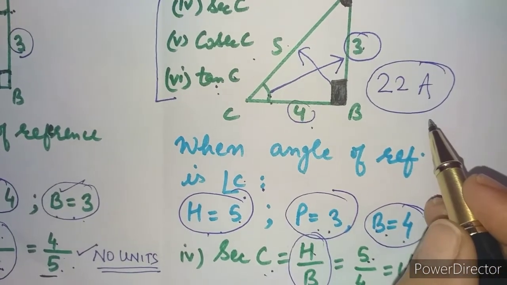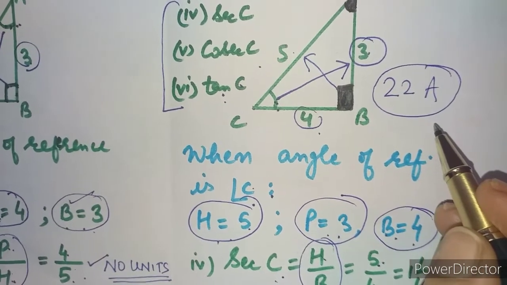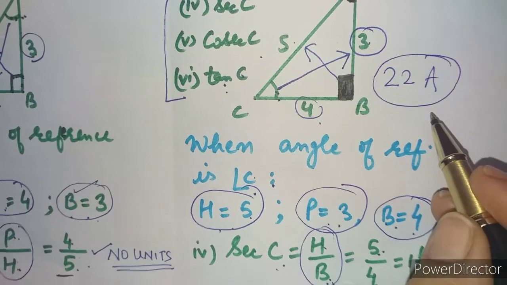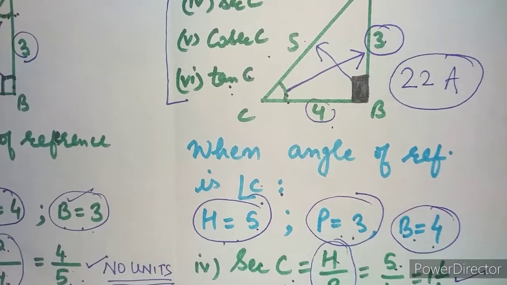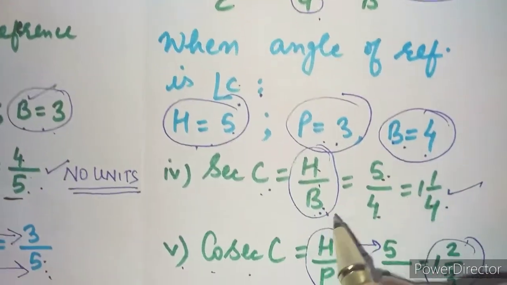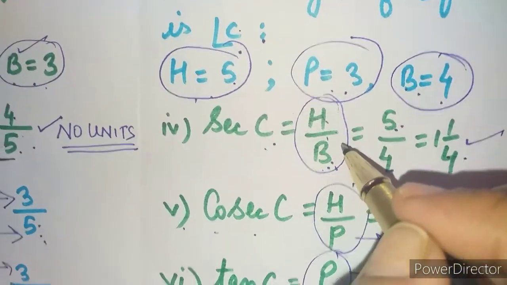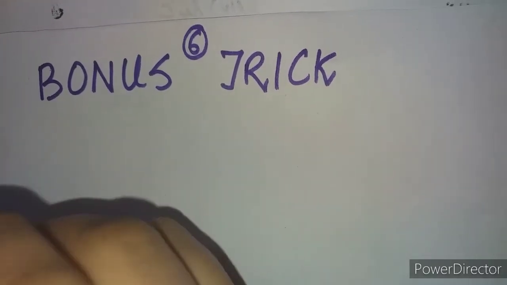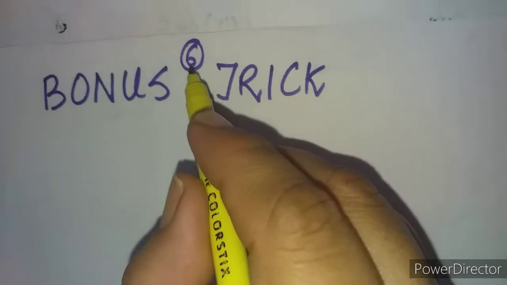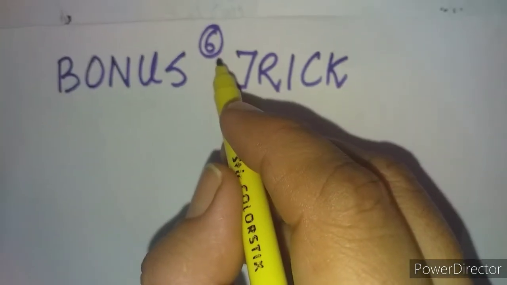Now, as promised, it is time for our bonus trick. With the help of this trick, it will be so easy for you. You will never get your trigonometric ratios formulae wrong. Okay, so here is your bonus trick. Students, you have to learn the 6 trigonometric ratios and their formulae, and that also correctly, right?